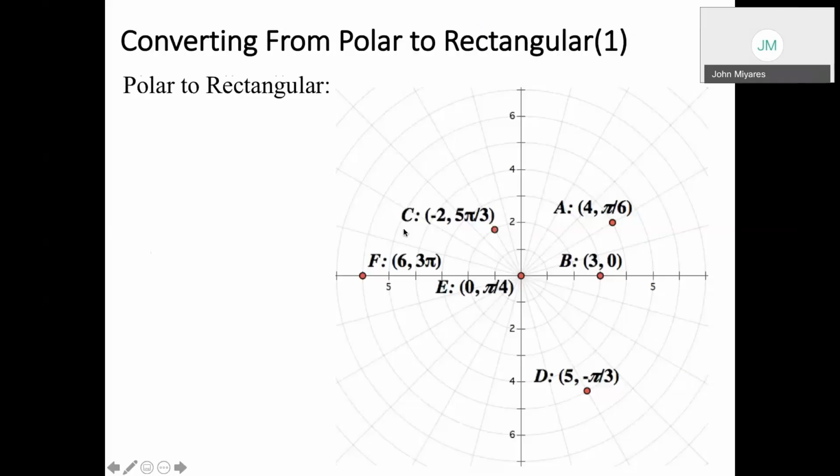Let's say I was to look at point A here, for example, which is 4 units out from the pole on an azimuth of 30 degrees or pi over 6 radians. The x and y values can always be constructed by drawing a reference triangle.